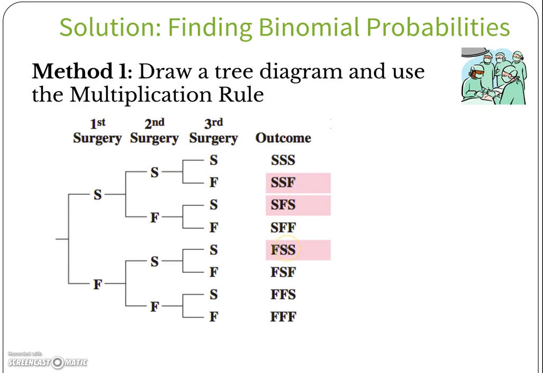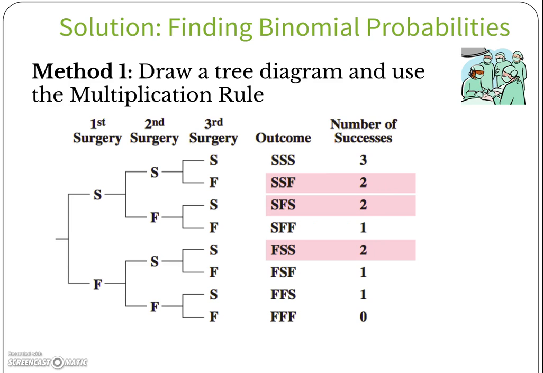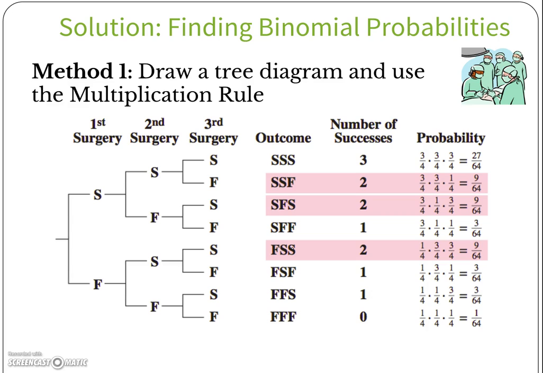I've highlighted all of the ones that have 1 failure, which means 2 successes. So for the number of successes being exactly 2, there are 3 possible outcomes out of all of our outcomes that have 2 successes and 1 failure. We can calculate the probabilities for each of those.